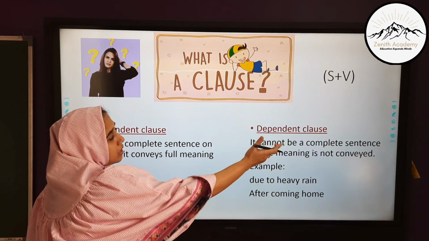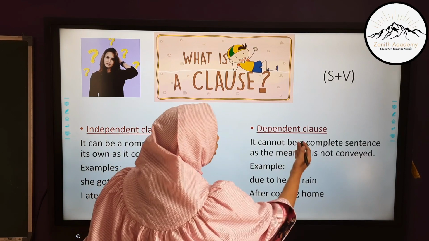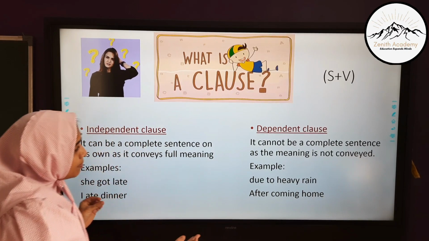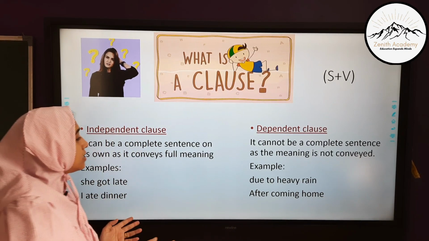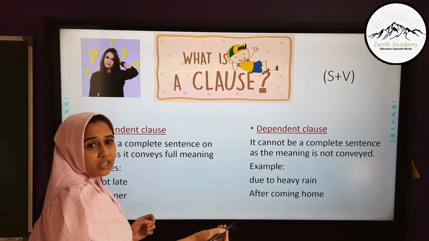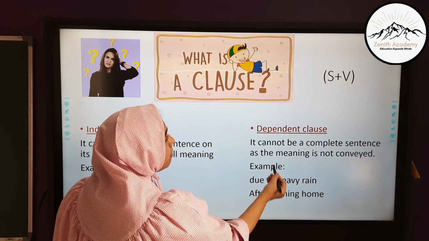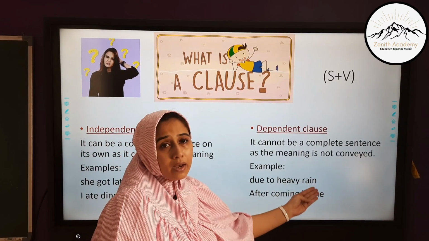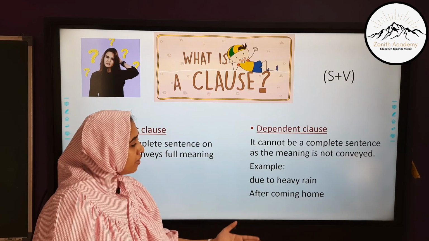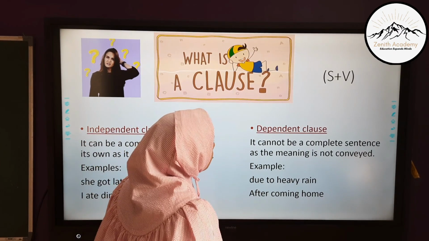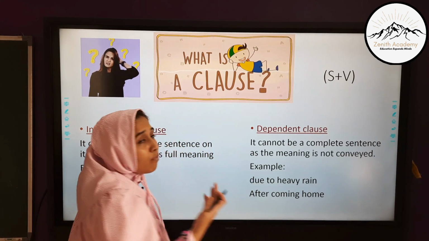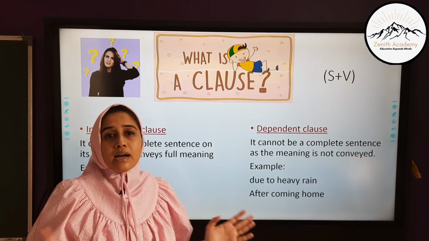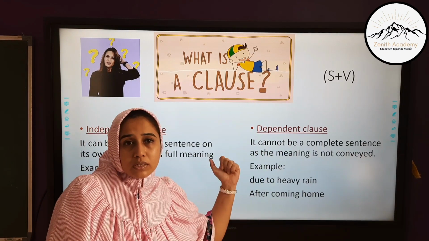The other type is dependent clause. It cannot be a complete sentence as the meaning is not conveyed. Now, the difference between dependent and independent is they both have a subject-verb combination, but in a dependent clause, the meaning is not conveyed. Now, when we see the first example, due to heavy rain. Now, when I say due to heavy rain, here there is a subject-verb combination. But when we ask the questions what, why, who, these answers we cannot get from a dependent clause.